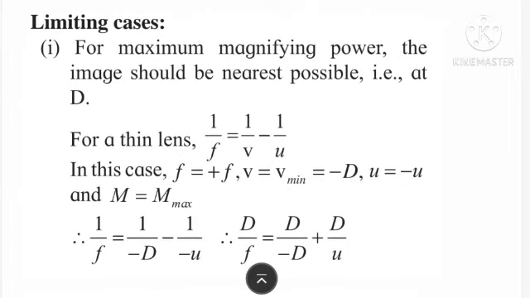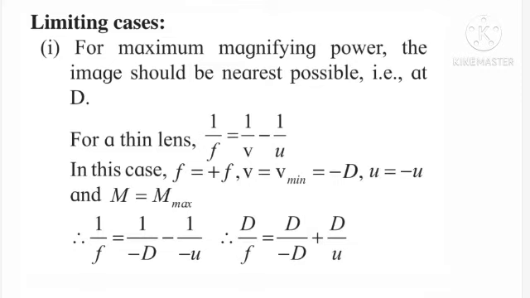So for magnifying cases, in the case of a simple microscope, there are two limiting cases. The first one is for the maximum value of magnifying power, that means capital M max, while the second case would be the minimum value of magnifying power, that is capital M minimum. For the maximum magnifying power, the image should be at the distance of distinct vision. The image distance will be capital D. That's why V is equal to capital D.